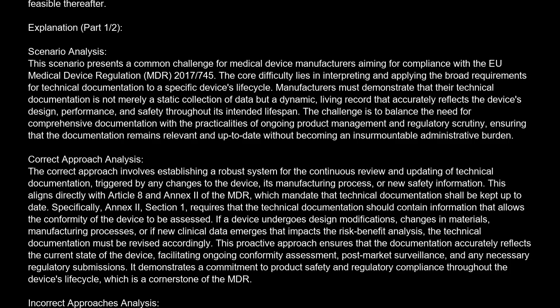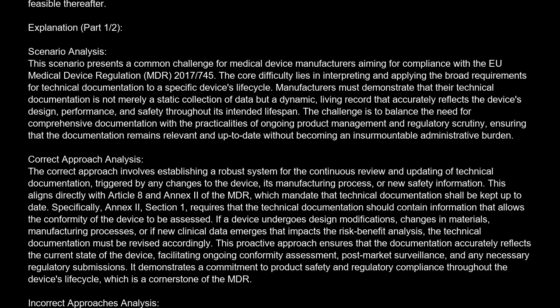Explanation. Scenario analysis. This scenario presents a common challenge for medical device manufacturers aiming for compliance with the EU Medical Device Regulation, MDR, 2017/745. The core difficulty lies in interpreting and applying the broad requirements for technical documentation to a specific device's lifecycle. Manufacturers must demonstrate that their technical documentation is not merely a static collection of data, but a dynamic, living record that accurately reflects the device's design, performance, and safety throughout its intended lifespan.